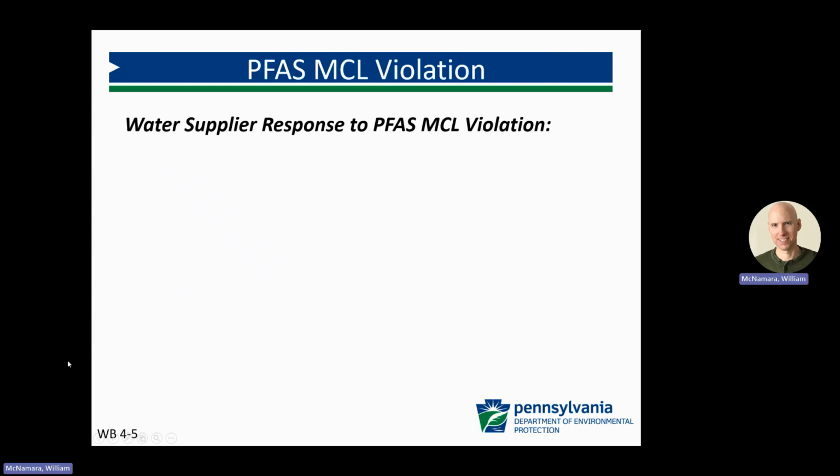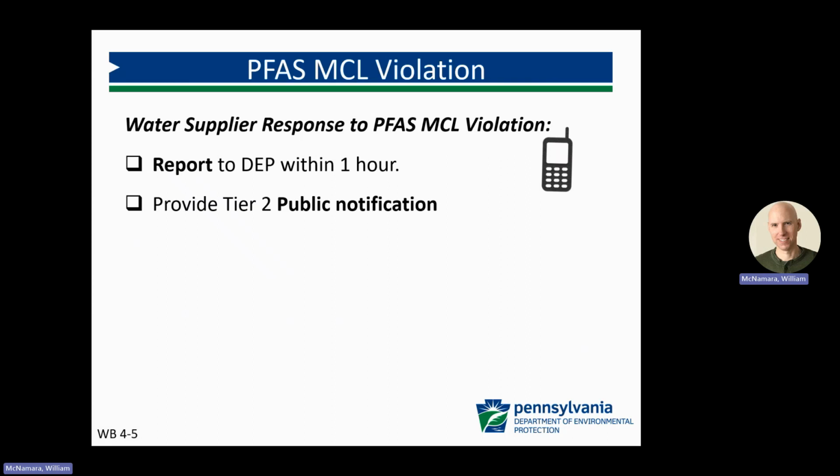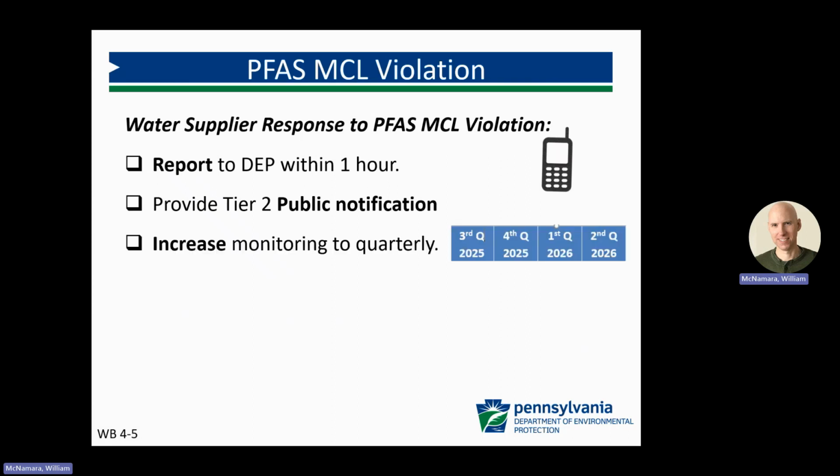So what then is the general outline of the public water system response to an MCL violation? First, again, report to DEP within 1 hour. This is for any MCL exceedance, including an MCL violation. You're reporting that to DEP within 1 hour, contacting DEP essentially. You're providing Tier 2 public notification, and we're going to discuss that in the next lesson.